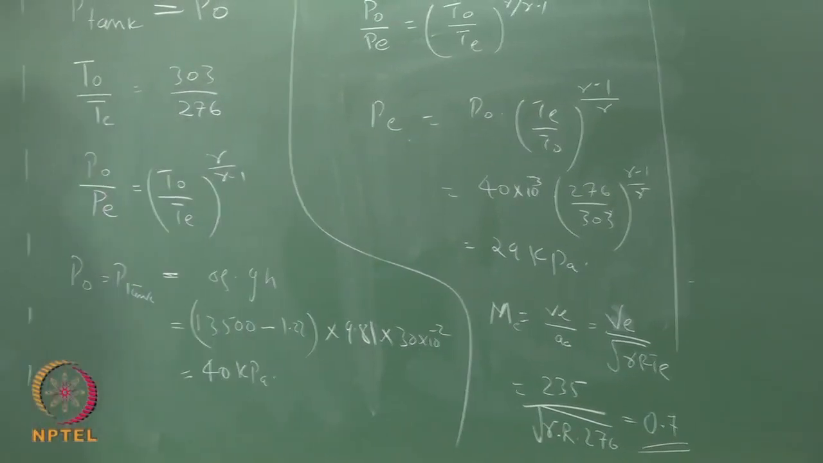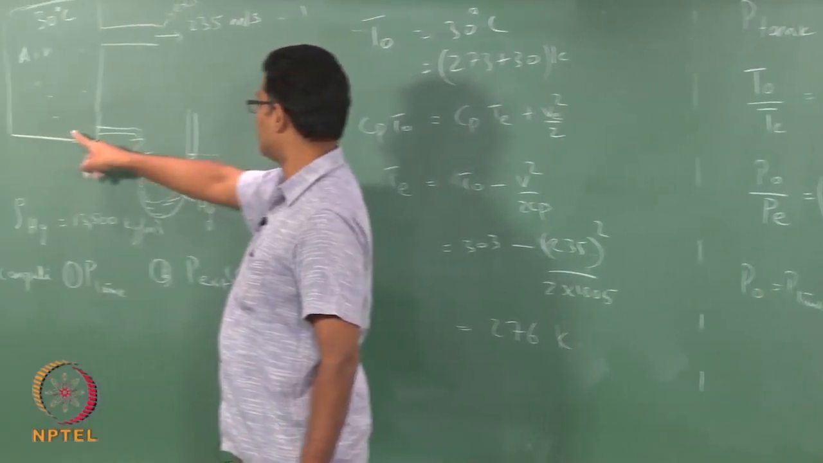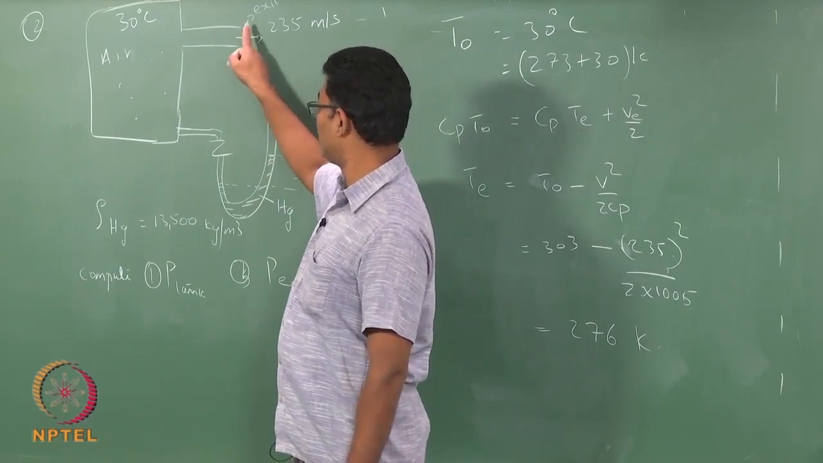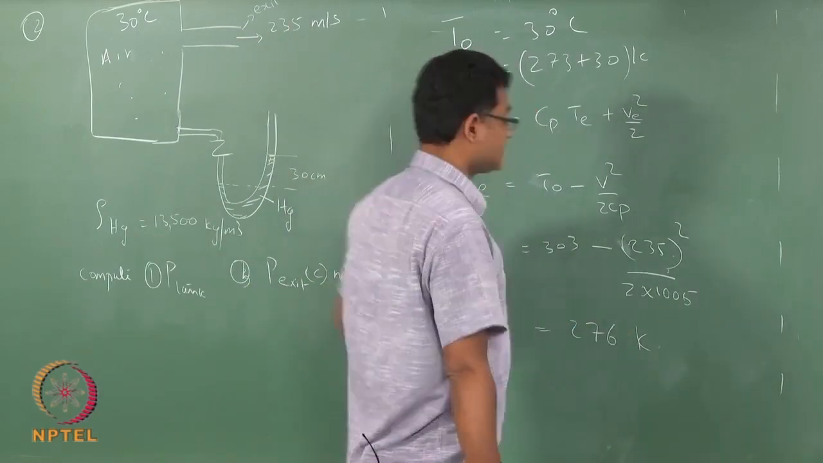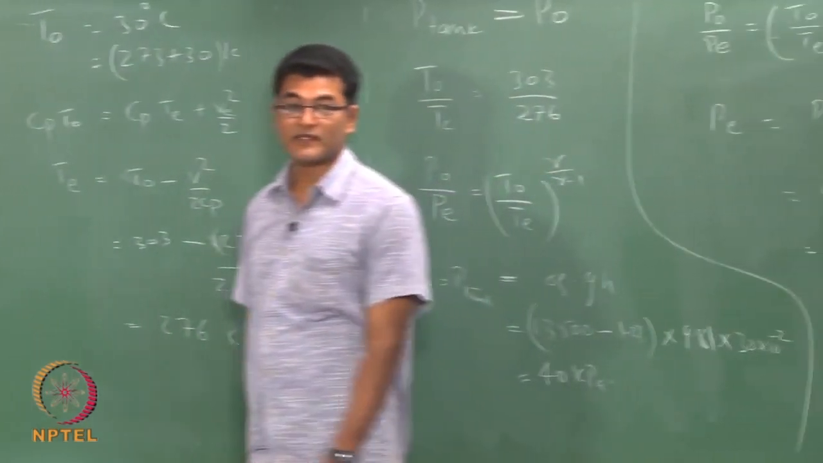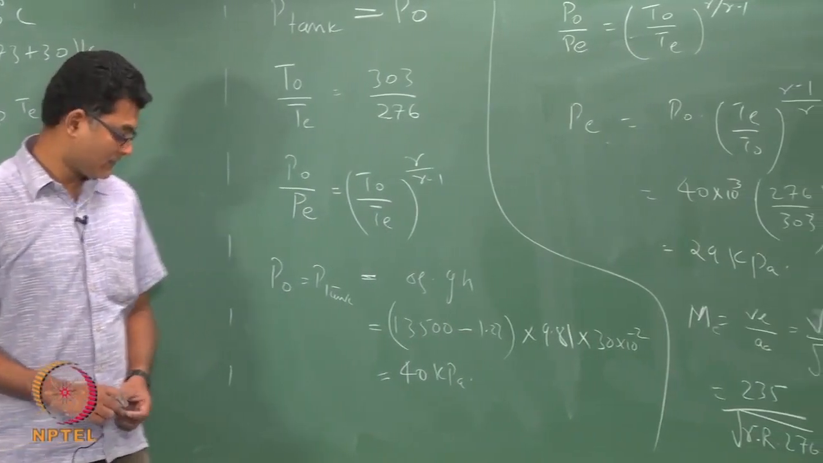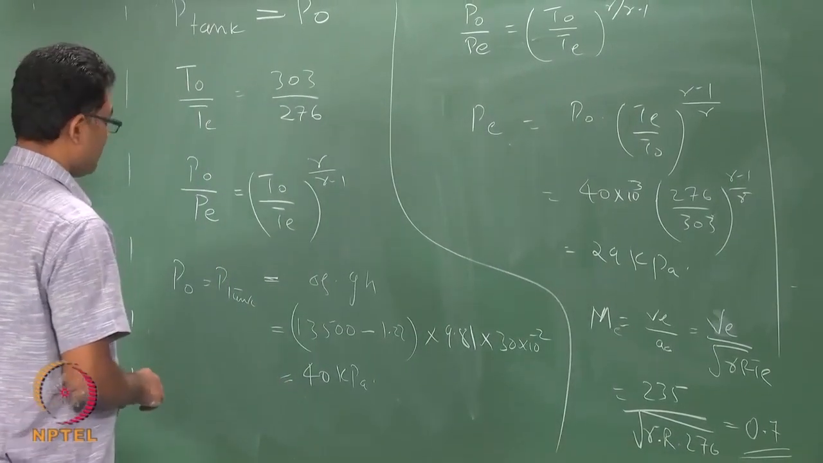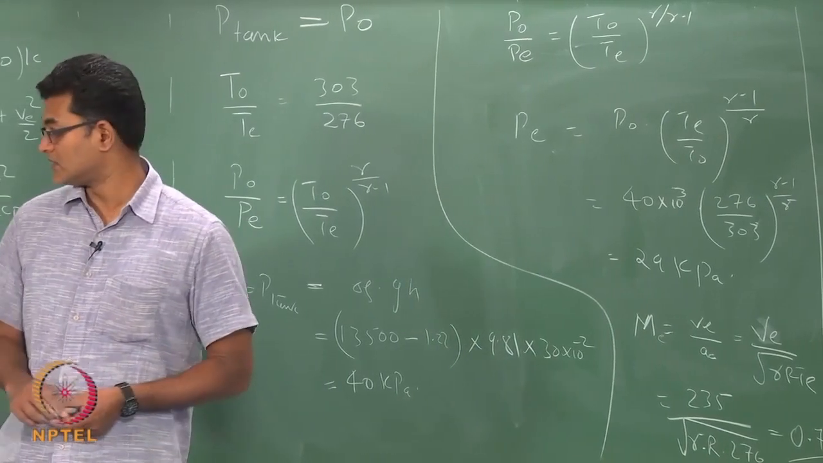So, I will repeat the question here. I have a cylinder, I have a stagnation temperature, and stagnation pressure is measured using this U-tube manometer. So, now if the gas is going at 235 meters per second, my Mach number is 0.7. Okay. Now, we will see what is the meaning of A star and other star quantities.